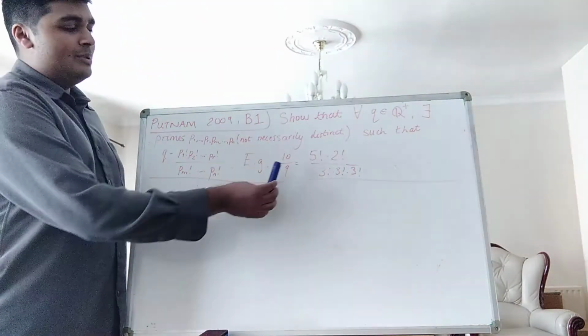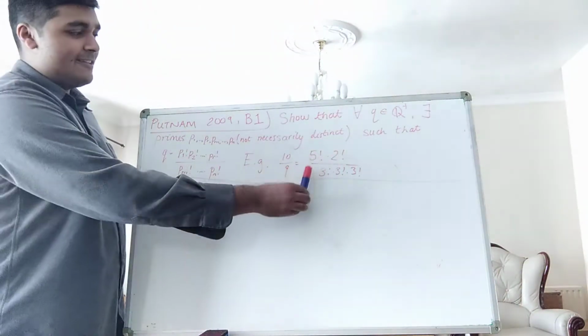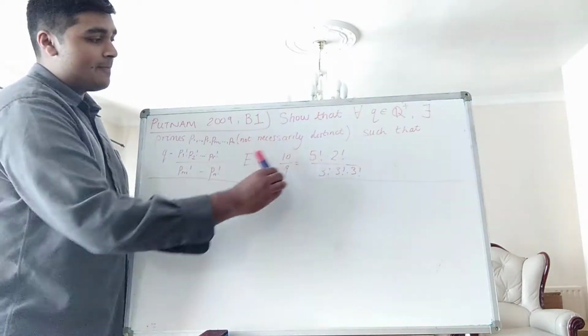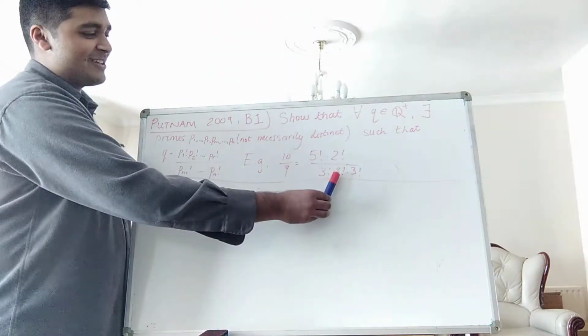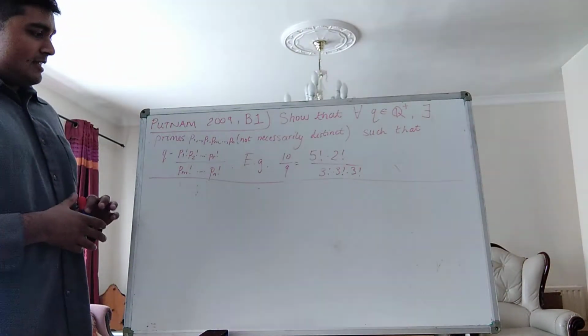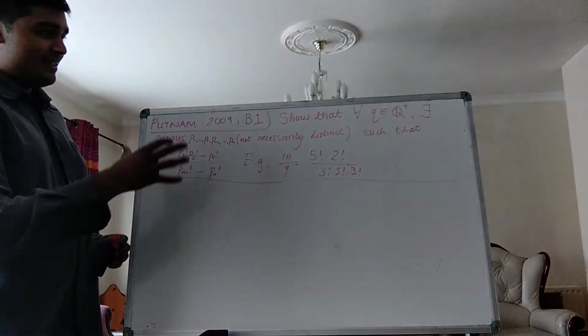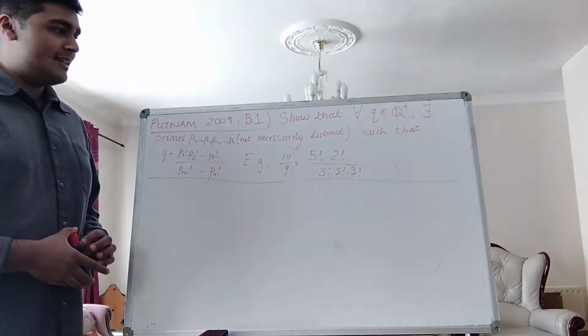So they give us an example, 10 divided by 9, which is obviously a positive rational number. We can write it as 5 factorial times 2 factorial, all divided by 3 factorial times 3 factorial times 3 factorial. And you can verify that. Okay? So the problem actually was stated slightly differently, but this way is an equivalent stating.